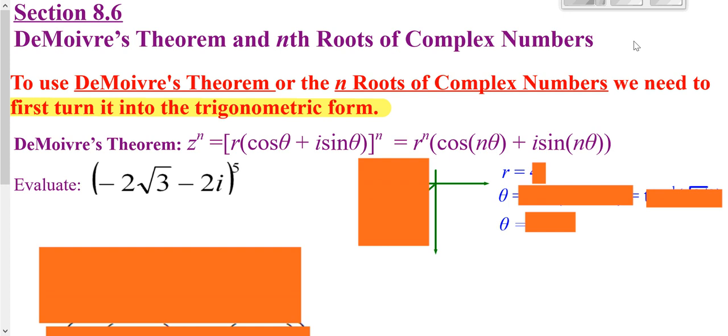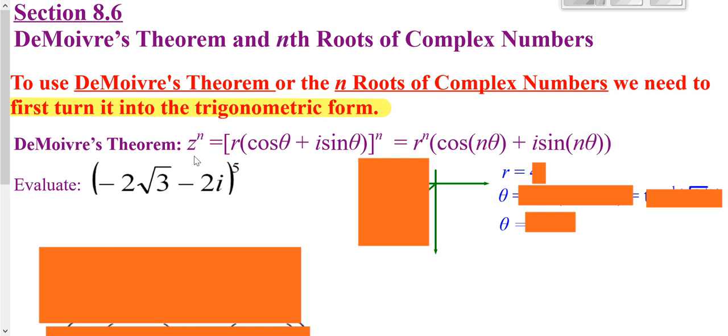We're going to look at raising complex numbers to different powers and taking roots of complex numbers. And we have two ways to do that. Either De Moivre's theorem for raising it to a power, or there's a formula for taking roots of complex numbers. But in either case, they both have to be in trig form. So if they're not in trig form, that has to be your first step to get them into trig form.